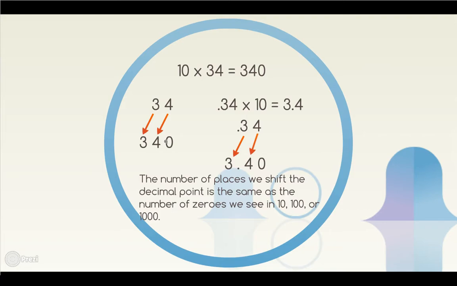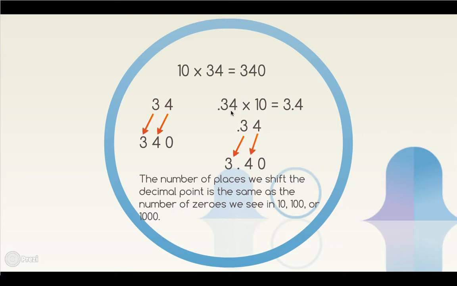Now the concept's kind of the same thing when we multiply with a decimal. The number of zeros that you multiply with will determine how far that you move it over. So we move the decimal point over, or move the numbers over onto the decimal point.